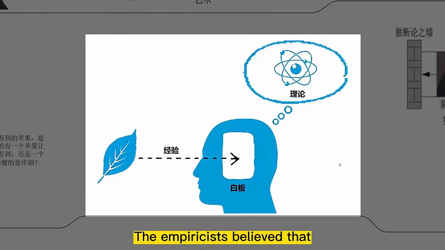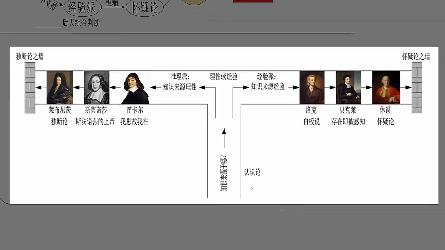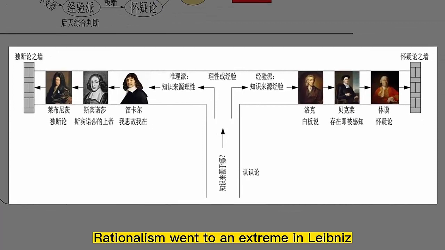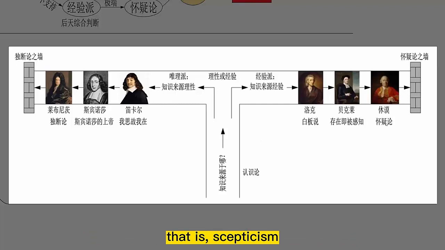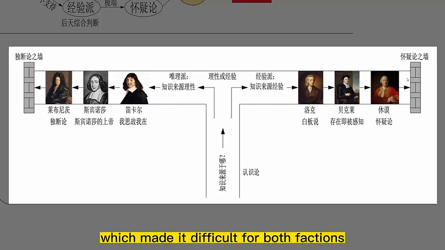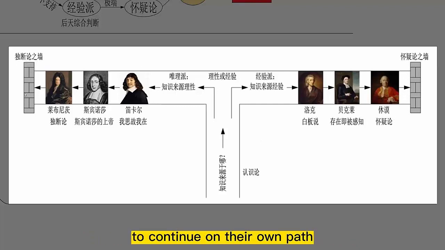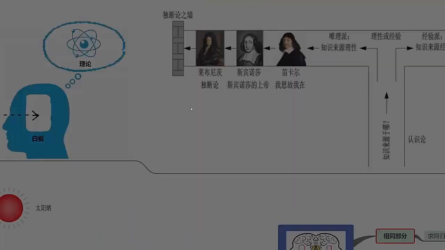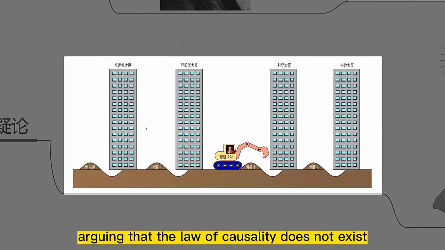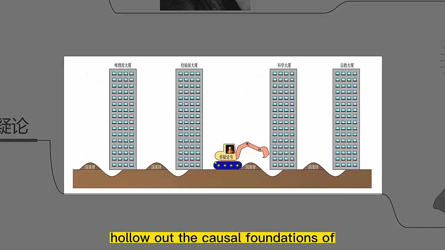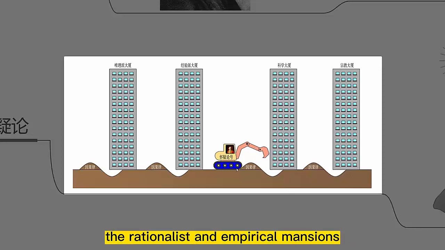The empiricists believed that knowledge came from experience, and Locke came up with the famous theory of tabula rasa. Rationalism went to an extreme in Leibniz, that is, dogmatism. The empiricists went to the extreme in Hume, that is, skepticism, which made it difficult for both factions to continue on their own path, like a wall blocking their way. Hume's skepticism is even more destructive, arguing that the law of causality does not exist, and Hume drives the skepticism excavator to hollow out the causal foundations of the rationalist and empirical mansions.